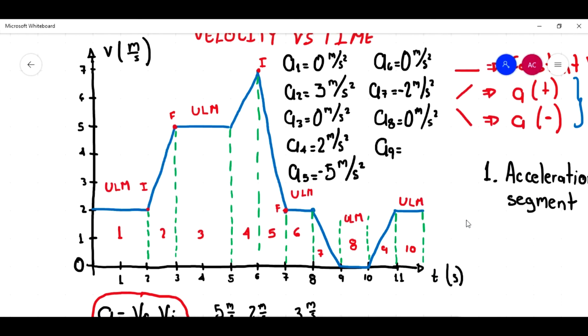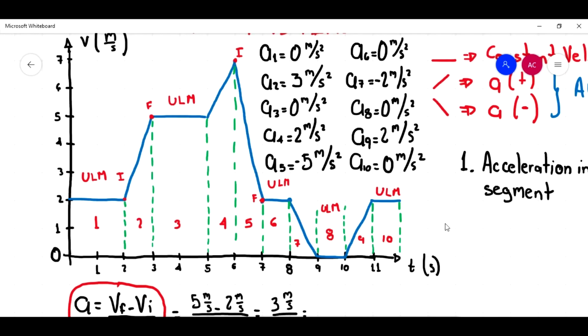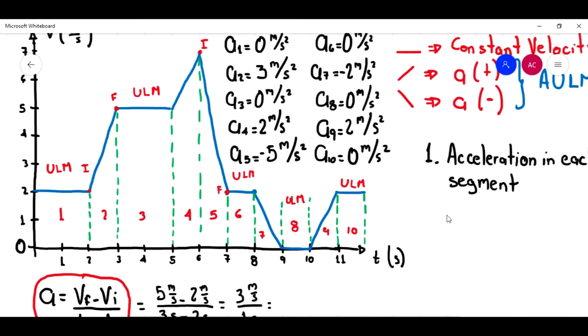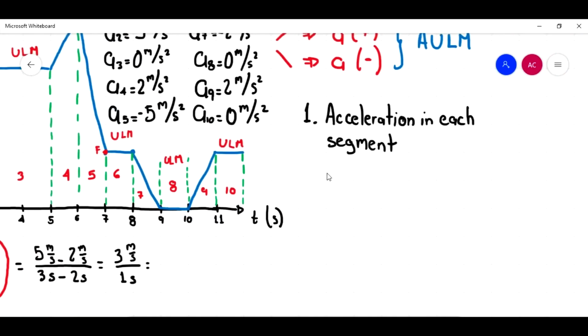And that is 2 meters per second squared. And finally, the acceleration of segment number 10 is 0 meters per second squared. Okay, now I have the acceleration of each one of the segments. Now I'm going to find the total distance traveled.